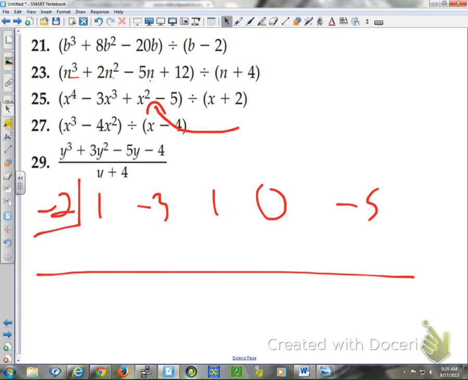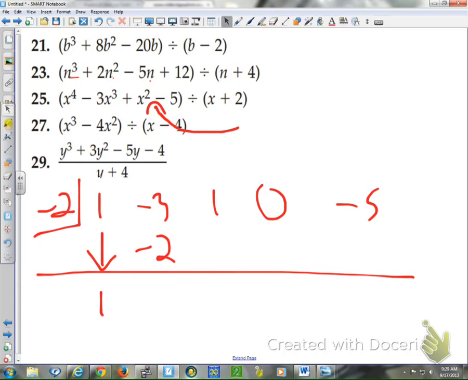Matt, what do we do in our first step? Negative 2 times 1. In just a second we will, but what happens to the 1 first? It just drops down. The 1 just drops down every time, or whatever that first number is. Now, we take negative 2 times 1. You're exactly right. Negative 2.